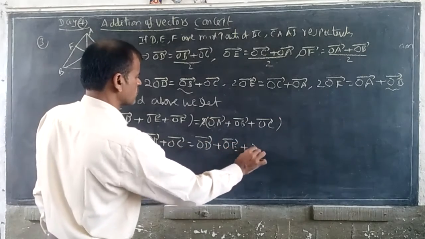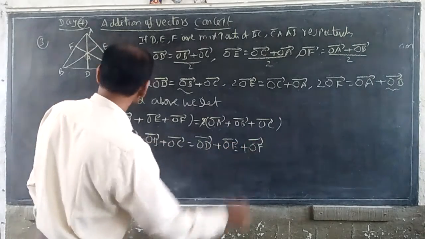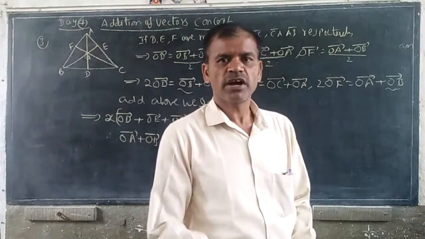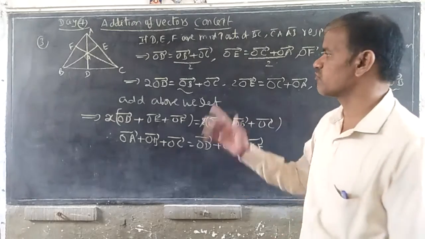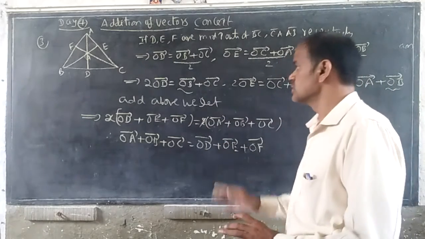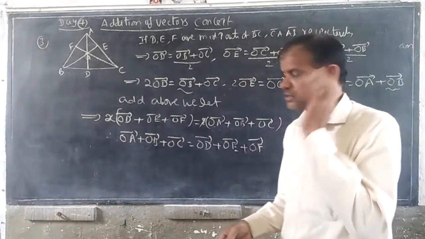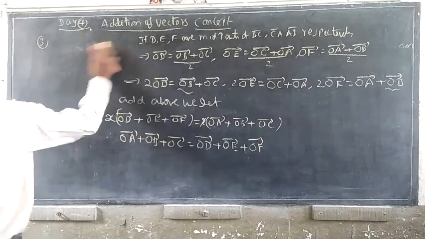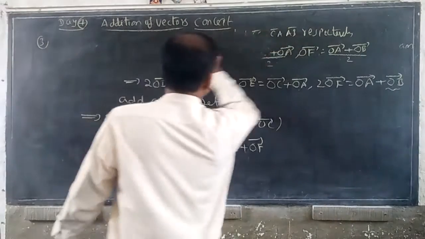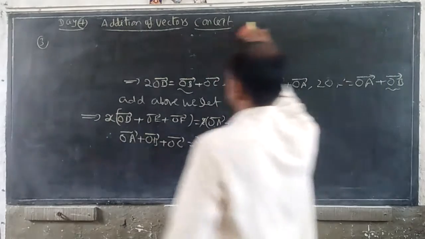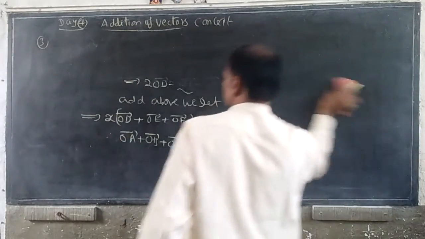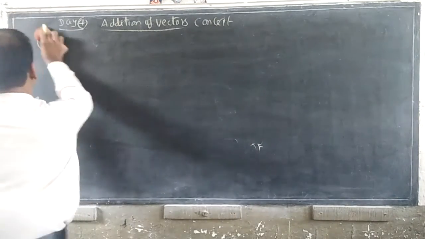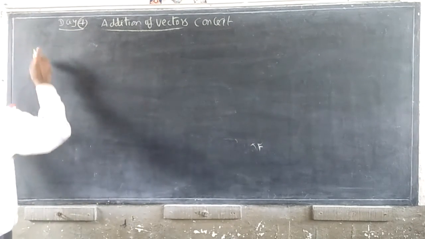That meaning itself you can understand as: the sum of vectors of vertices is equal to the sum of vectors of midpoints. This is a rule. This is the third formula, and let us discuss the centroid. If G is the centroid of the triangle ABC, fourth formula.